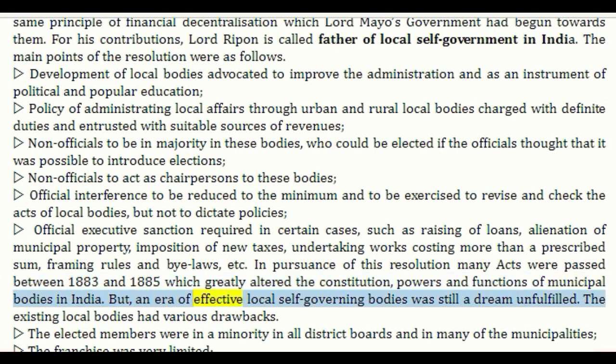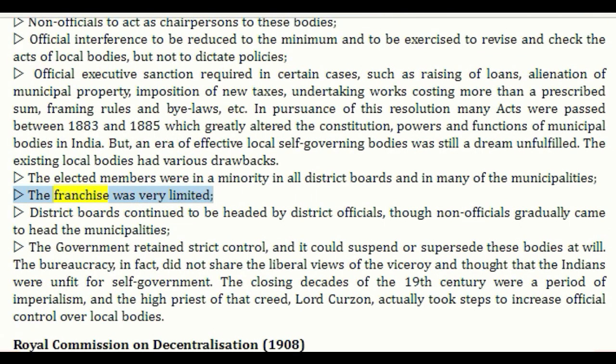But, an era of effective local self-governing bodies was still a dream unfulfilled. The existing local bodies had various drawbacks. The elected members were in a minority in all district boards, and in many of the municipalities, the franchise was very limited. District boards continued to be headed by district officials, though non-officials gradually came to head the municipalities. The government retained strict control, and it could suspend or supersede these bodies at will.